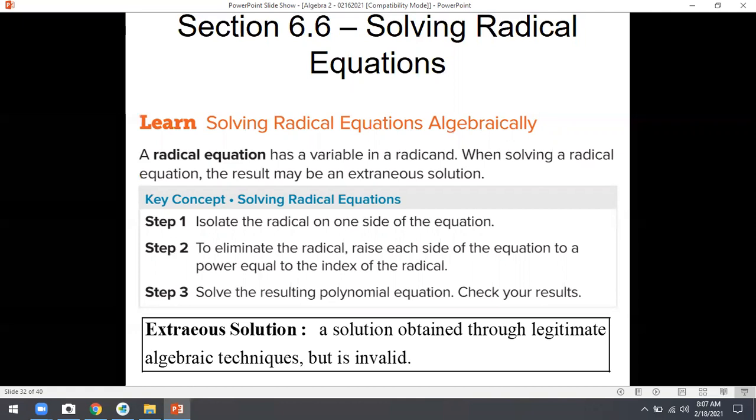Which means you need to go check these. You need to plug them back into the original equation, make sure they actually do work. And if something doesn't work, you throw it away because it's an extraneous solution. That's basically it. Get the root by itself, undo the root, and check your answers when you're done. That's the whole concept right here.